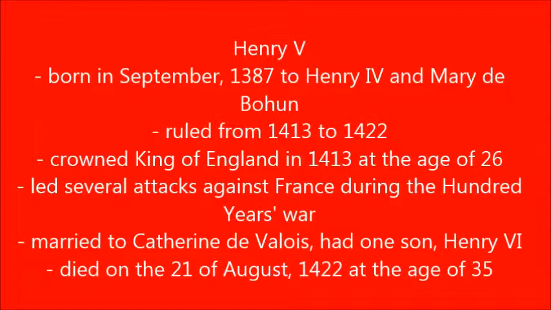Henry V, born in September 1387 to Henry IV and Mary de Bohun, ruled from 1413 to 1422. Crowned King of England in 1413 at the age of 26, he led several attacks against France during the 100 Years' War, married Catherine de Valois, and had one son, Henry VI. He died on the 21st of August, 1422, at the age of 35.